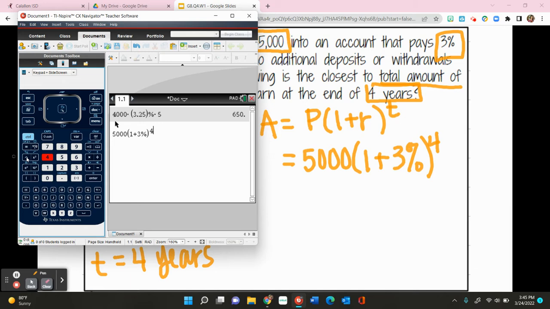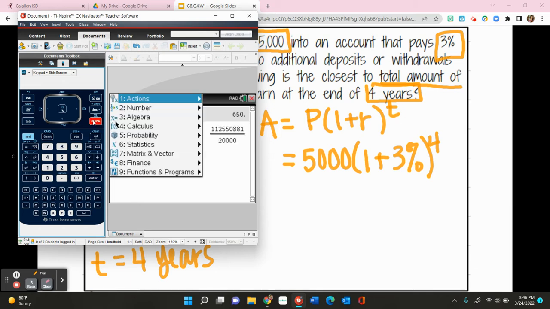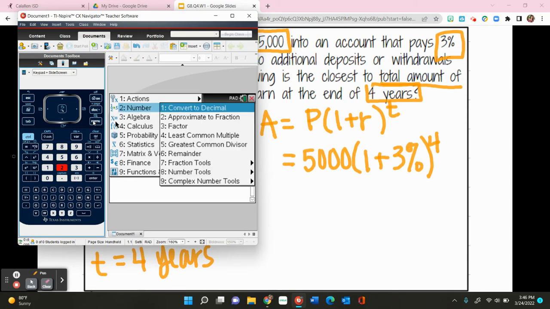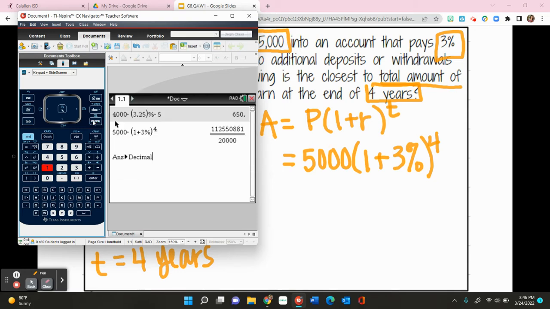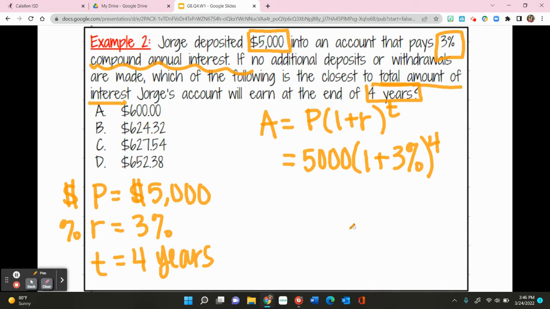And then type in the number 4, and here you will get a fraction, but you want it to be a decimal, so you can go ahead and press menu 1 to convert it. So here, when you convert it to a decimal, it will be $5,627.54. Now, again, I only want to know the amount of interest earned, and this is my account balance.